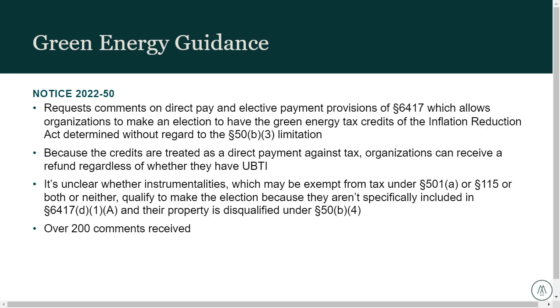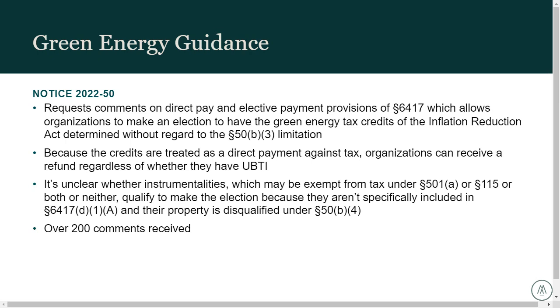Credits treated as direct payment against tax means that they would be refundable regardless of whether the organization had any taxable unrelated business income. And we're speculating that these credits will be claimed on a Form 990-T even if the organization does not otherwise have UBI or a 990-T filing requirement.